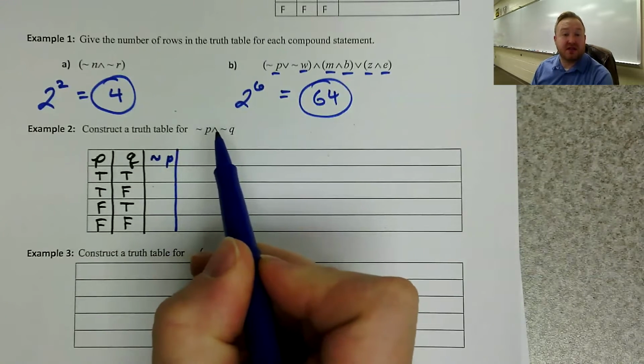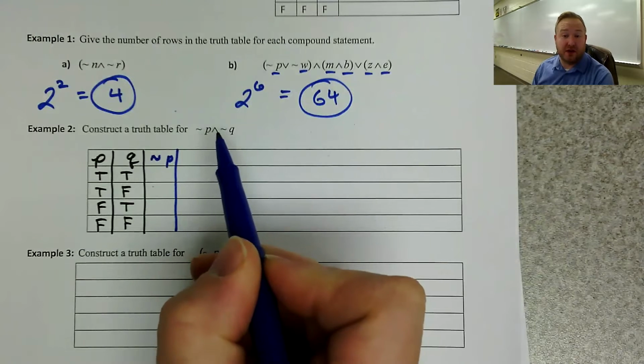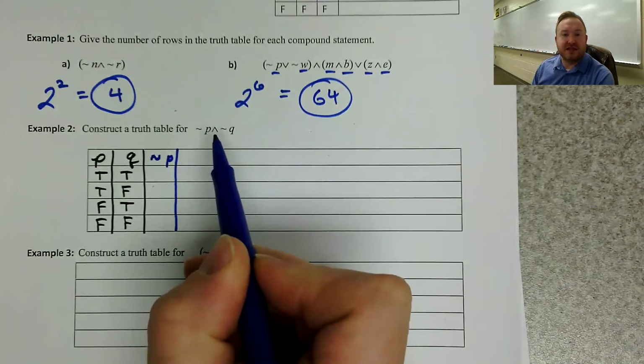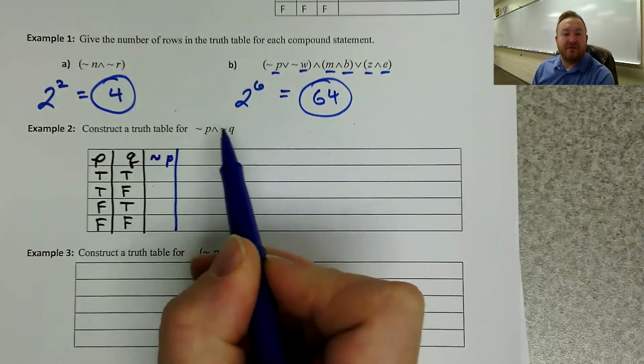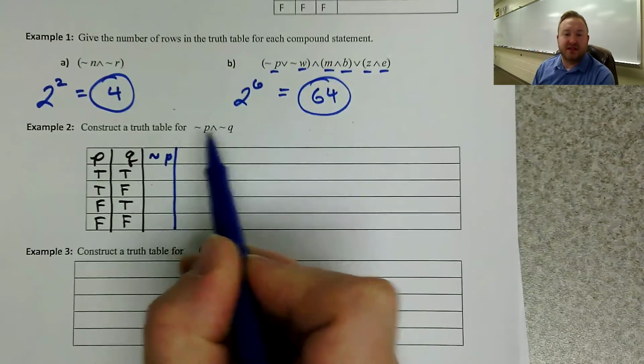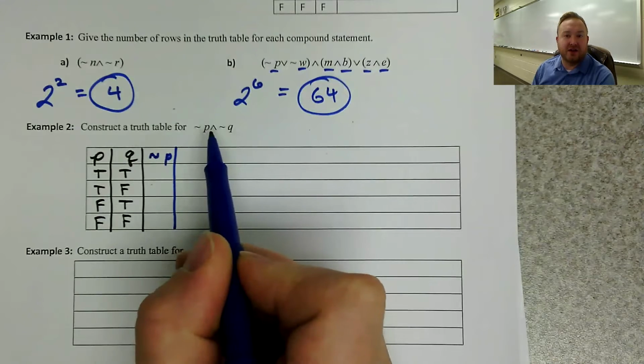Then I come across this conjunction symbol. So I'm going to need to do a conjunction. Conjunction means and, right? We learned that in our last section. If I'm going to do this and statement, I need to have a column for each of the things that I see on either side of that conjunction symbol.